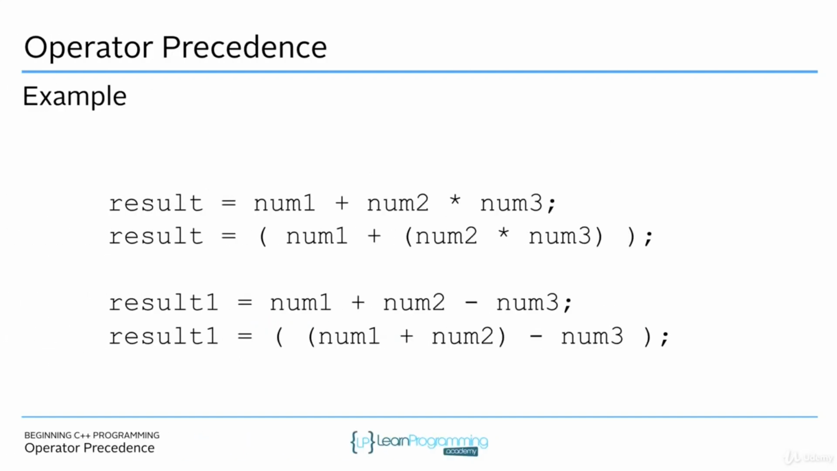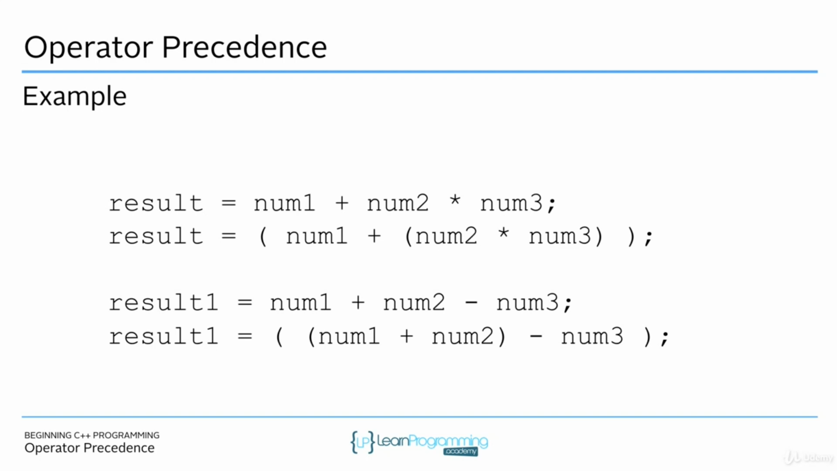In the first example, we have three operators: the assignment operator, the addition operator, and the multiplication operator. The precedence chart tells us that the multiplication operator has the highest precedence, followed by addition, followed by assignment. So I've rewritten the same statement on line 2, showing the order of evaluation by including parentheses. Note that the evaluation takes place in order of multiplication, addition, and finally assignment.